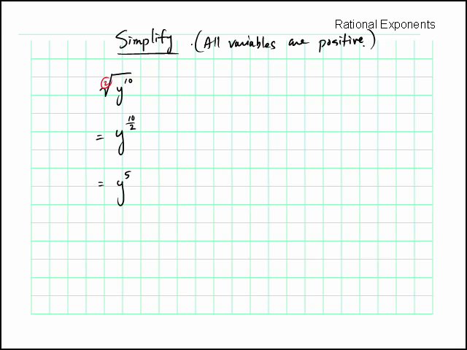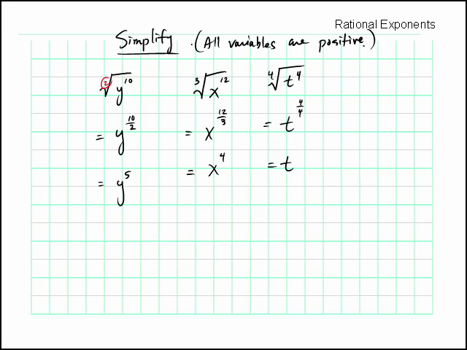Here's another one. The cube root of x to the 12th. To simplify this, I'm going to write this as a fractional exponent. So this is x to the 12 over 3, and that is x to the 4th power. The 4th root of t to the 4th, writing that as a fractional exponent, that is t to the 4 over 4, which is a 1, so this is just t to the 1st.